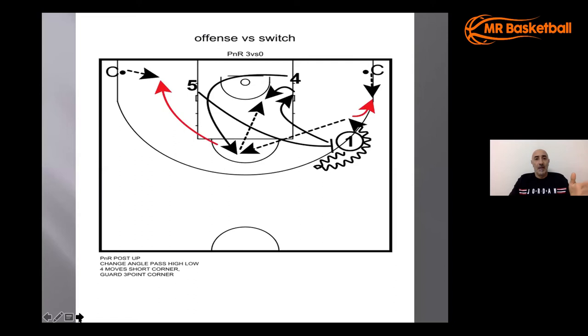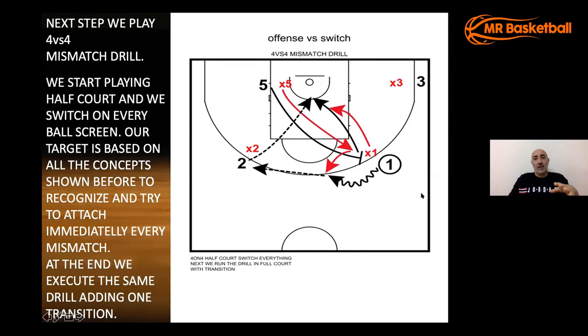So the next thing we try to do is something that we call the mismatch drill. We set our teams on half court, and we start playing half court, and we try to switch on every ball screen. Our target, based on all the concepts that we showed before, is to recognize and immediately attack every mismatch, whether it's an outside mismatch or an inside mismatch.